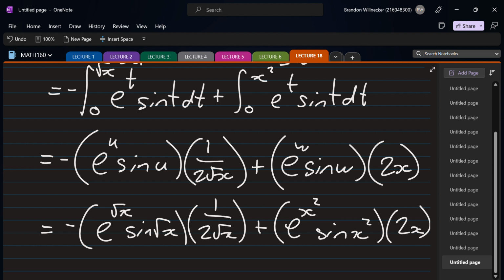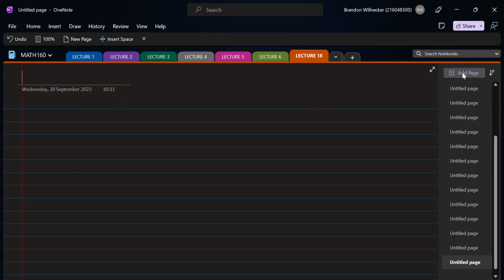Okay, so it's always the same method. You split it up, you make sure that your bounds are correct, so the bottom is a constant, the top is a function of x, and then you do the chain rule.